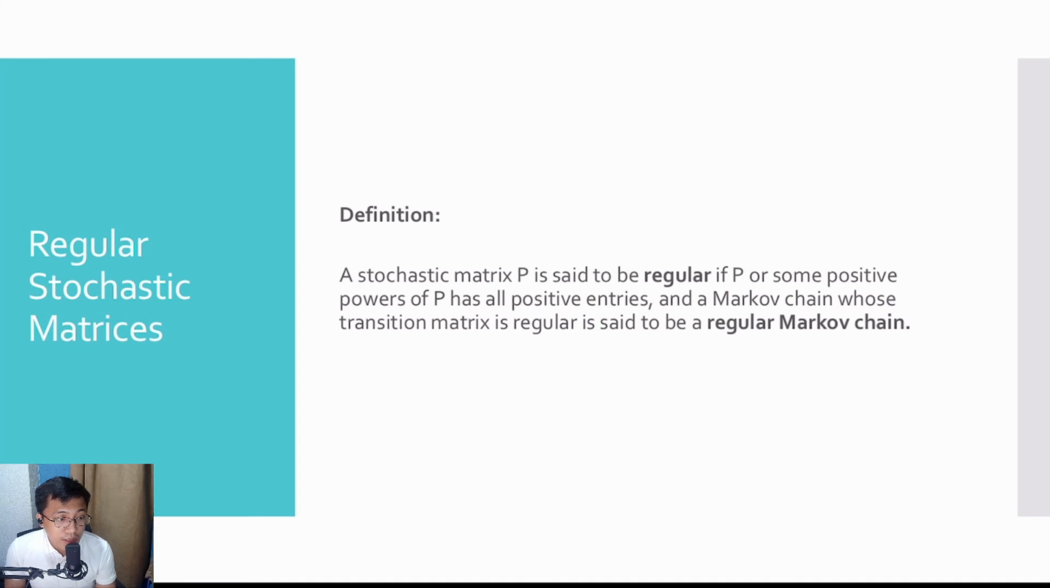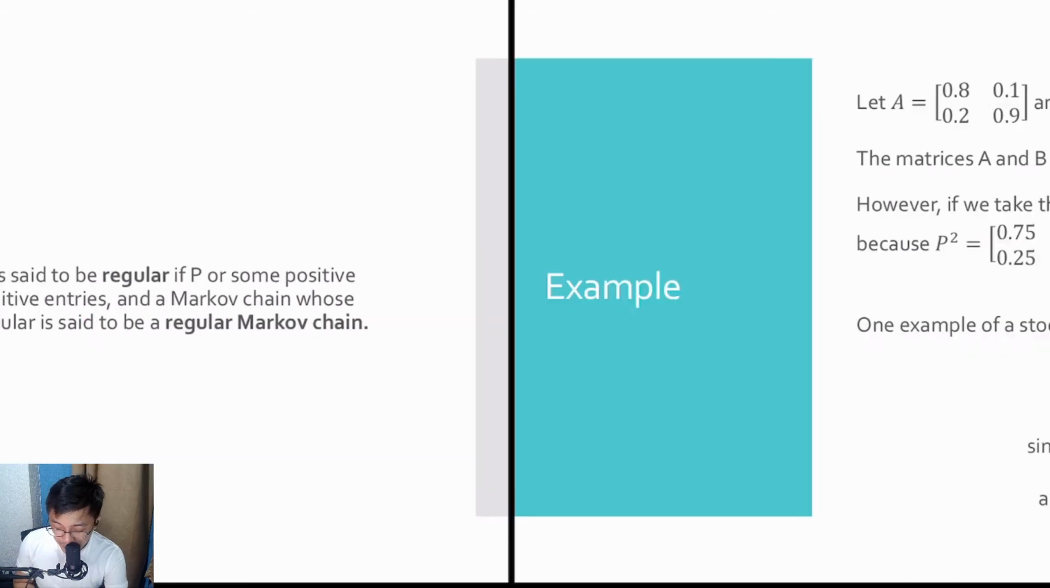Okay? And that will lead us to a definition that will be useful later. So we define what a regular stochastic matrix is. A stochastic matrix P is said to be regular if this matrix or some positive power of this matrix has all positive entries, and a Markov chain whose transition matrix is regular is said to be a regular Markov chain. So let's see later what's the use of regular stochastic matrices.